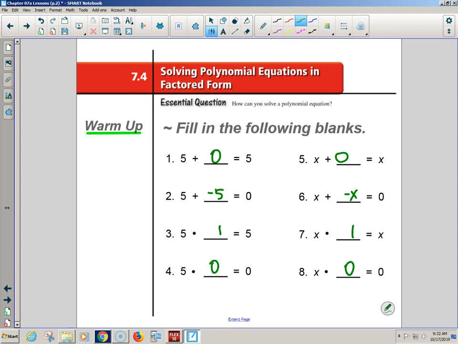Guess which one you need to know for this section? All of them.